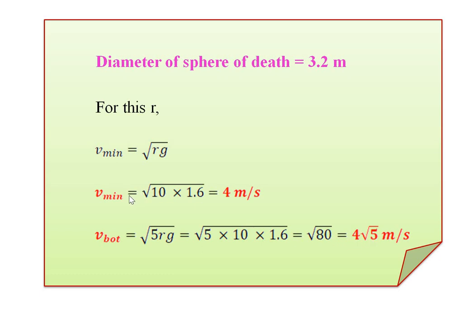So first we calculated the minimum speed. V minimum is equal to 4 meter per second, and v for the bottommost position or the lowermost position, v bottom is equal to 4 into under root of 5 meter per second. So let's see the next example.